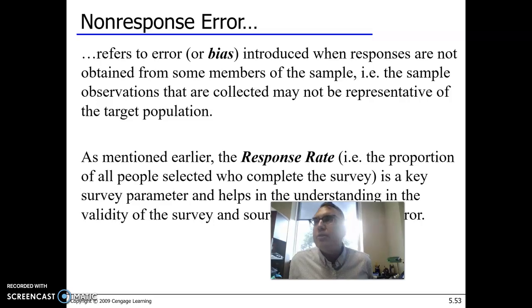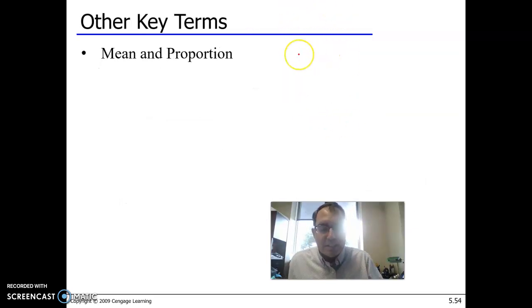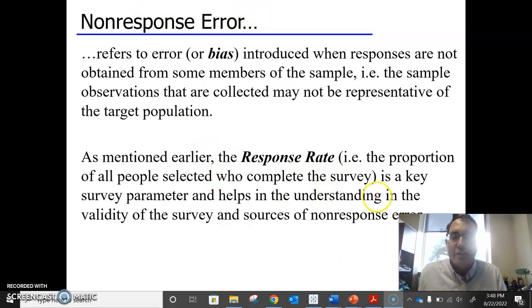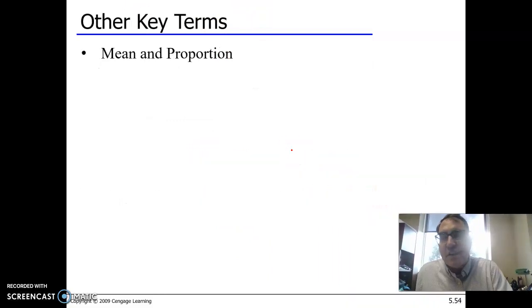If you do according to a MSNBC or a Fox News poll of our viewers, well, you automatically suffer from non-response error because there's people that don't watch Fox News that maybe you want to see, or maybe people don't watch MSNBC that you want to see. As mentioned earlier, response rate is a key parameter. Okay, it's a key parameter. What was the percentage of people that we asked and the percentage of people that completed our survey? Okay. The last type is just selection bias.